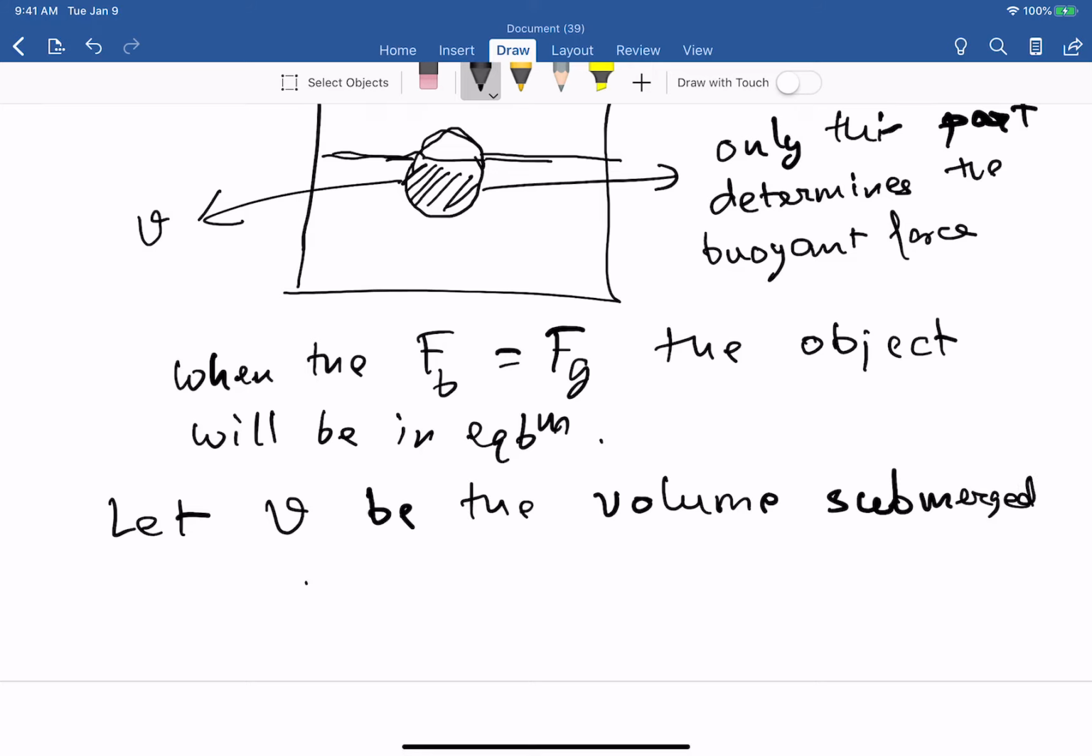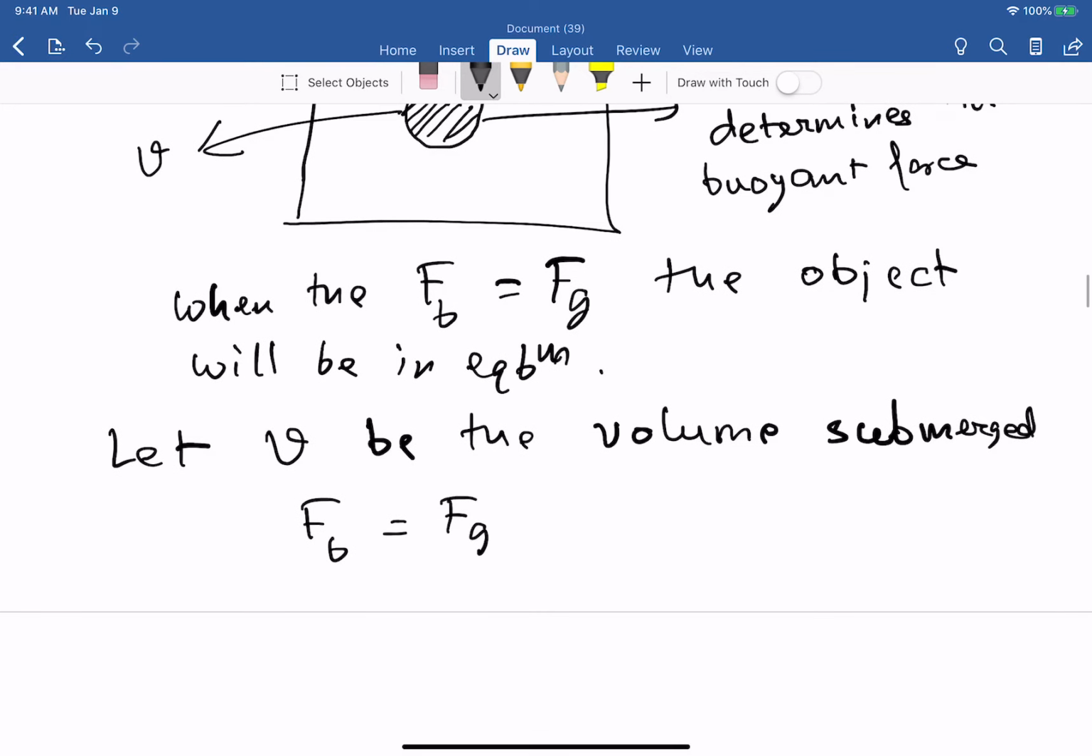We know that Fb is equal to Fg, right? So Fb would now be the volume submerged times the density of the fluid multiplied by g, and that should be equal to the weight of the object, which has not changed. It's just the mass, V times rho, multiplied by g.